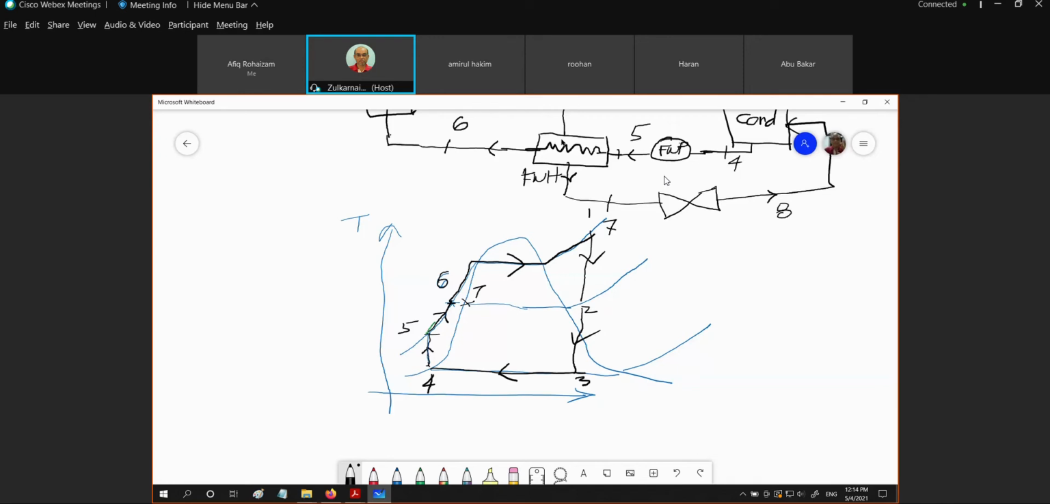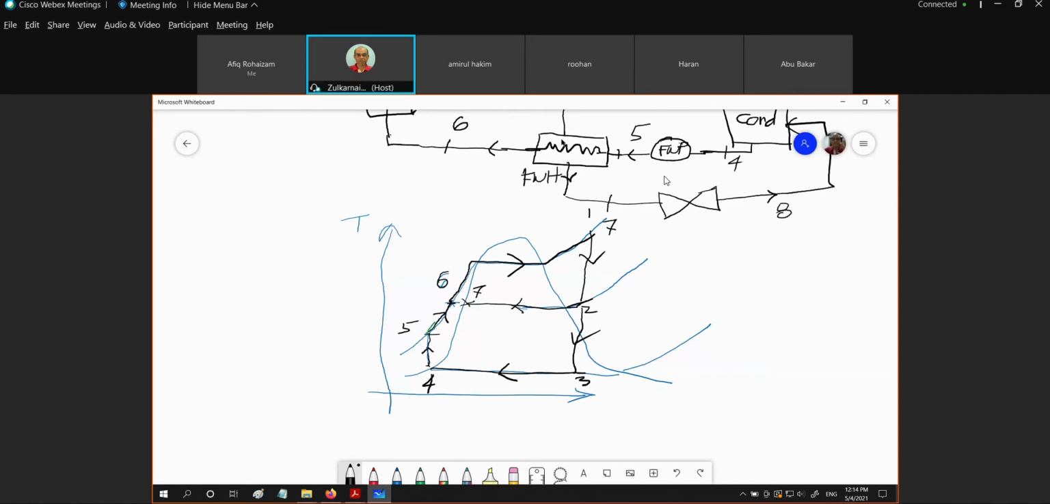So this is the process whereby we extract the heat. Initially, from 2 to saturated vapor, we are going to extract in terms of the sensible heat. But from this saturated vapor up to 7, we are going to extract in terms of latent heat, whereby we have the condensation or the phase change from saturated vapor to saturated liquid.